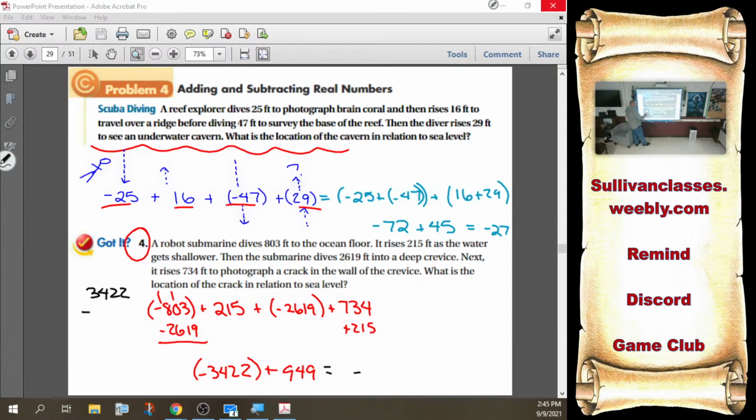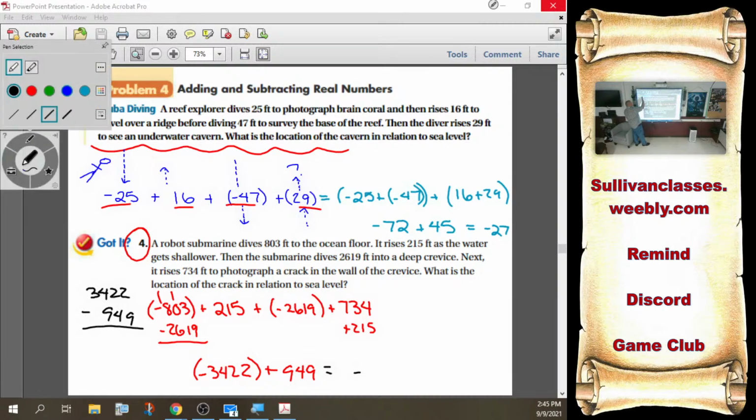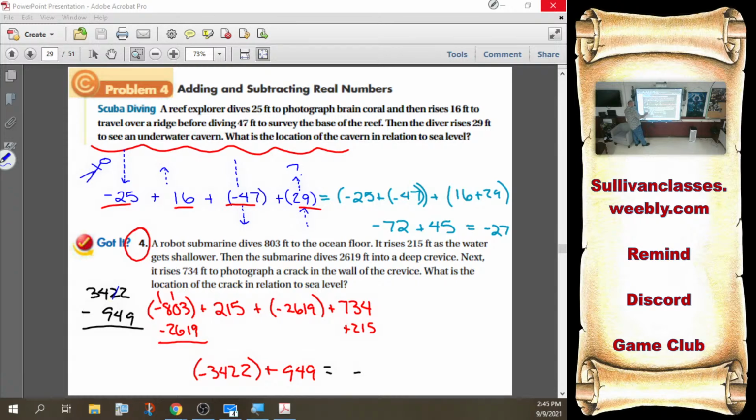3422 minus 949. Going to be doing a bit of that borrowing. Call it 12. Call it 11. Call it 13. 2473. Okay.